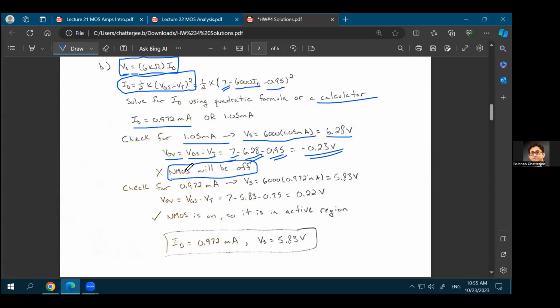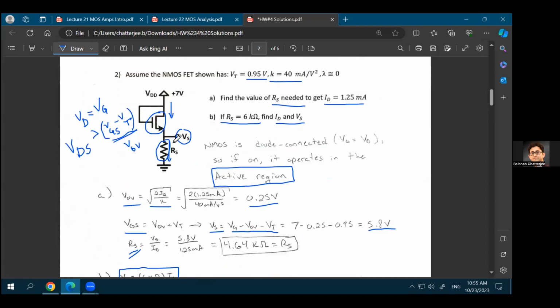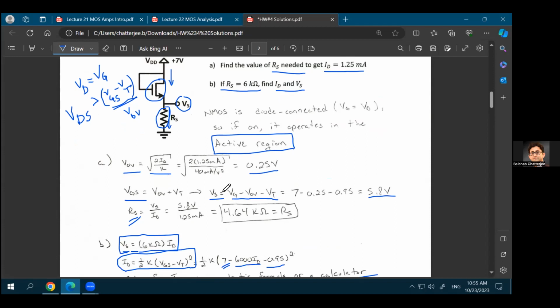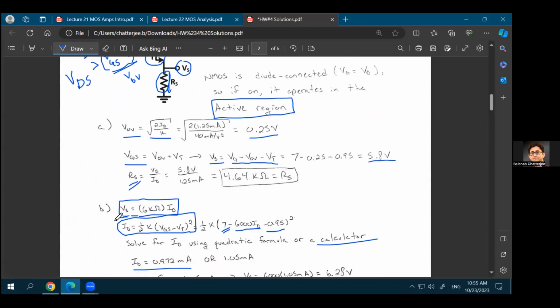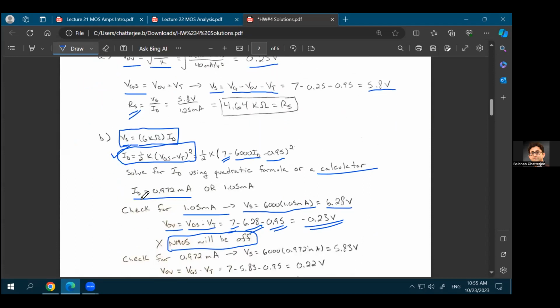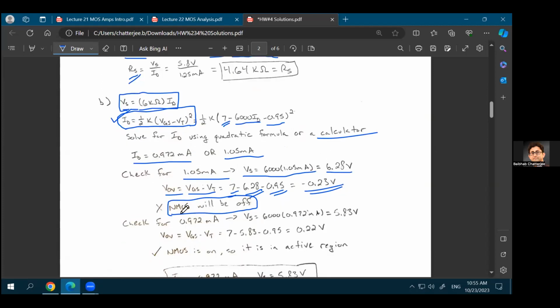So the condition of operation for any kind of NMOS or PMOS based circuit in this course will be that the transistor has to be on, which means that the gate to source voltage has to be greater than threshold voltage. And the second condition is that it needs to be in saturation. So in this case, this equation needs to be satisfied. So you're already assuming that this equation is true, but if you take ID to be equal to 1.05 milliampere, you'll see that the NMOS will be off in this case, because VGS will be less than VT.